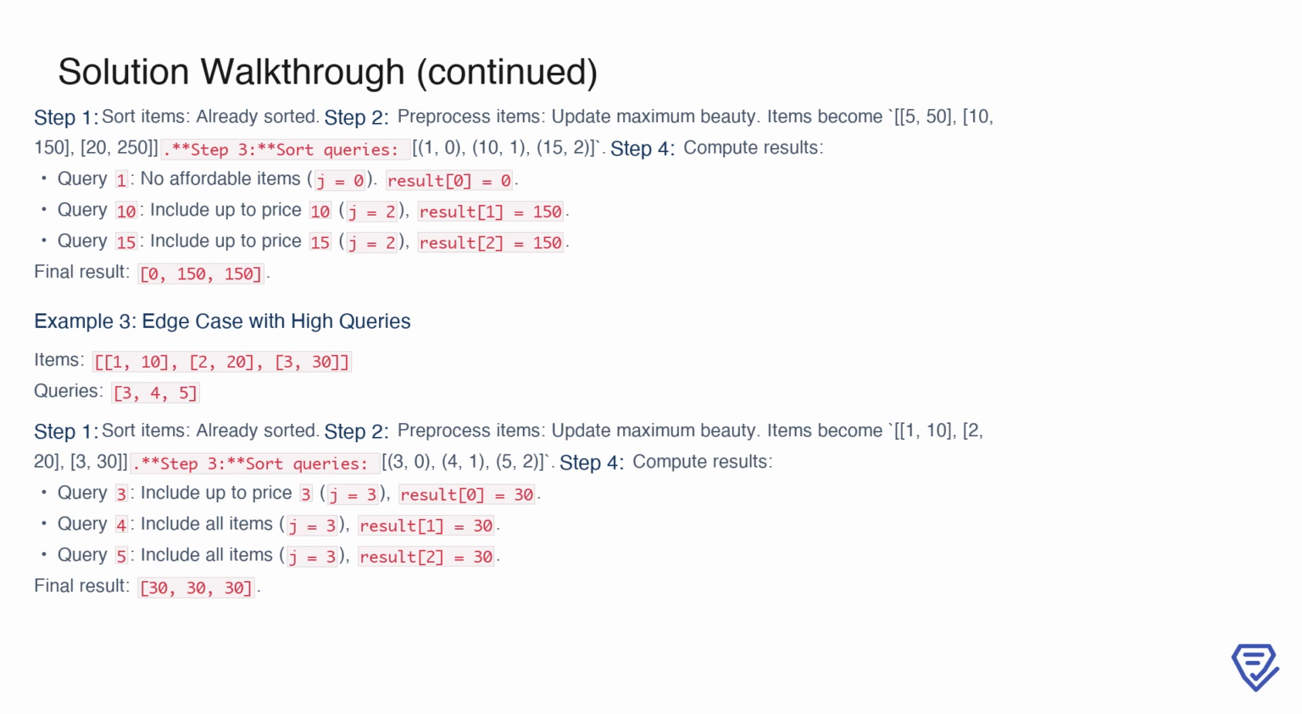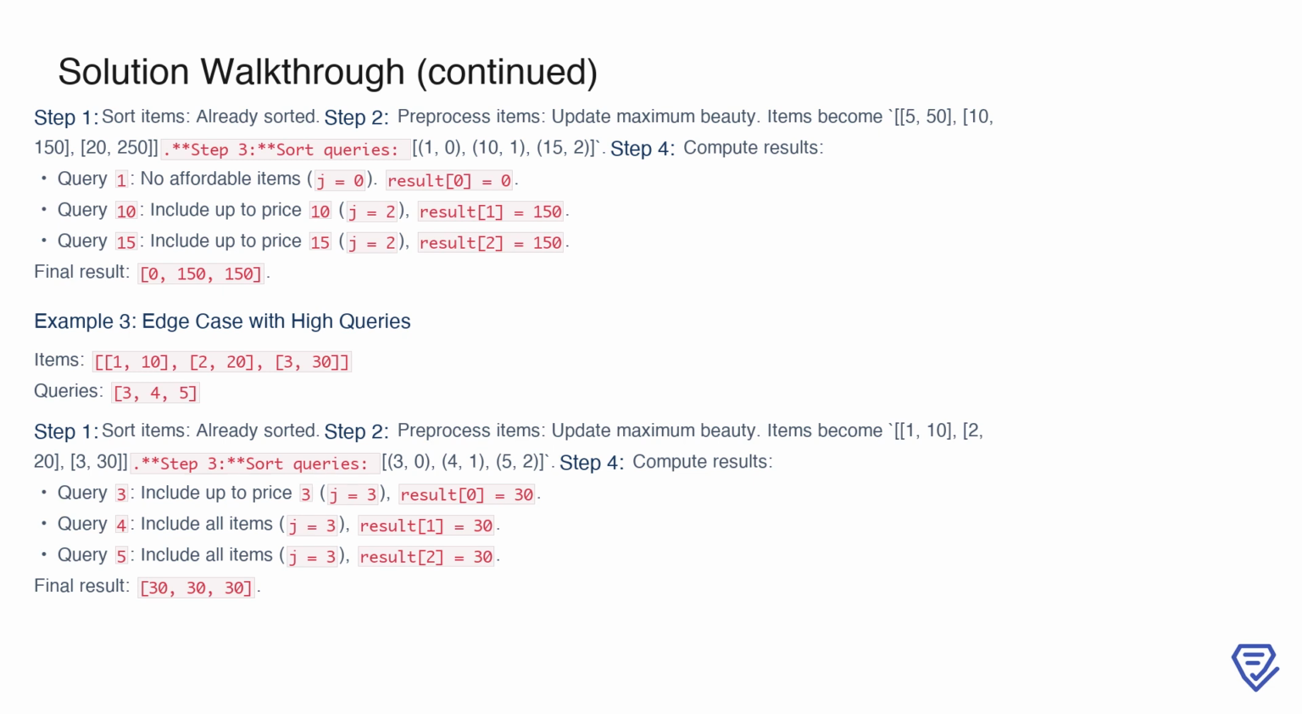The items are 5, 50, 10, 150, 20, 250, and the queries are 1, 10, 15. First, the items are already sorted by price, so no reordering is needed. Next, we pre-process the items to ensure that each entry reflects the maximum beauty available at or below its price. The items remain unchanged as 5, 50, 10, 150, 20, 250. The queries are sorted with their indices: 1, 0, 10, 1, 15, 2.